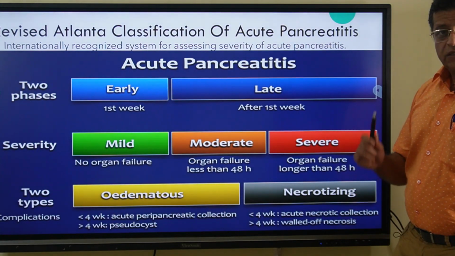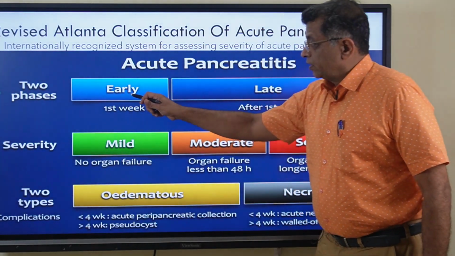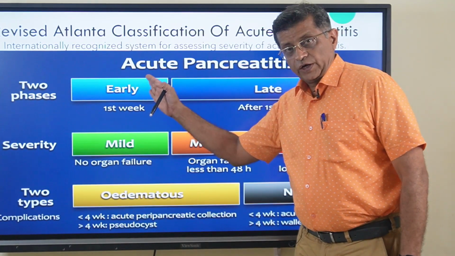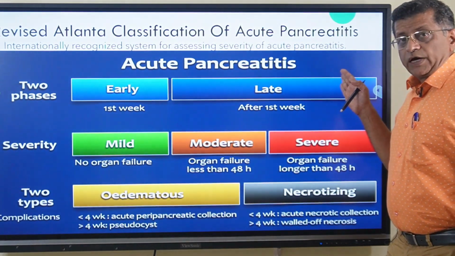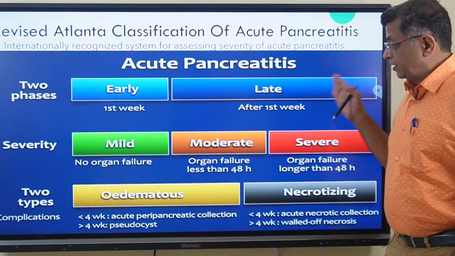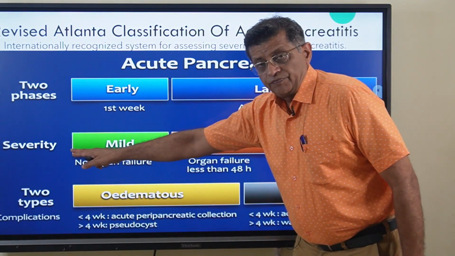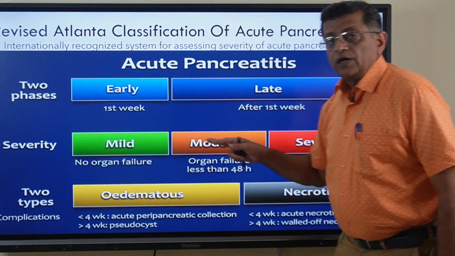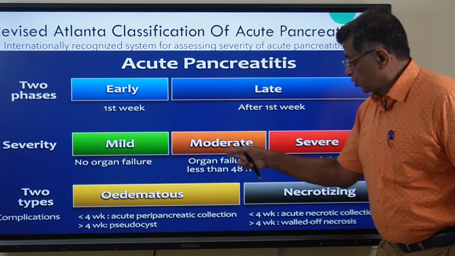So in this revised Atlanta classification, there are two phases, early phase and the late phase. The early phase covers the first week of acute pancreatitis, and after the first week, the rest of the acute pancreatitis is defined as a late presentation or late acute pancreatitis. The severity in the revised Atlanta classification is divided into three parts: mild, moderate and severe.